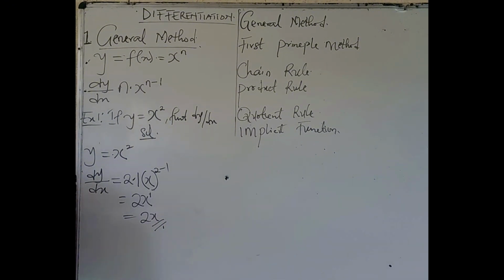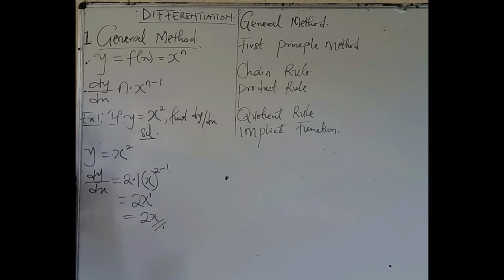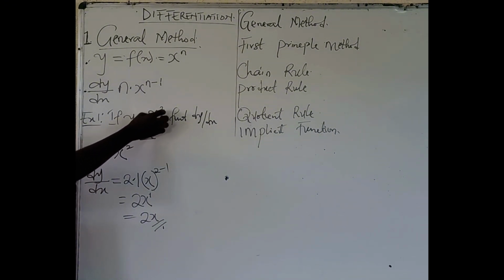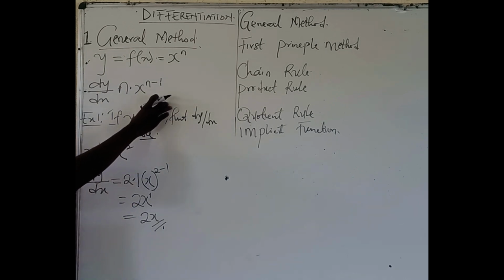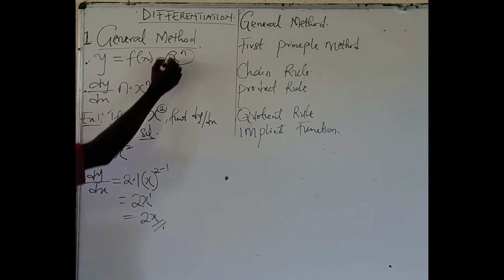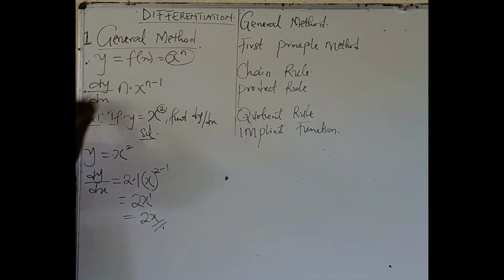And mind you, for each function you make use of a different method. The function we are given here is one where you are going to make use of general method. So it's not every function you can make use of general method. Please take note of that. So when having a function like this, where s is raised to a power, the power is 2. What is the base here? The base is s. And what is the power? The n is 2. So you can make use of general method.